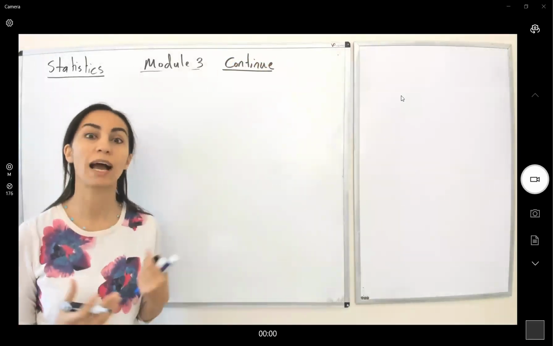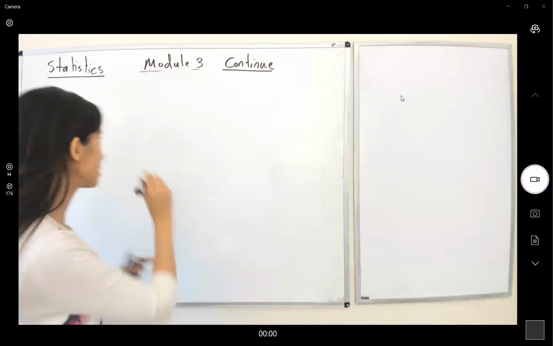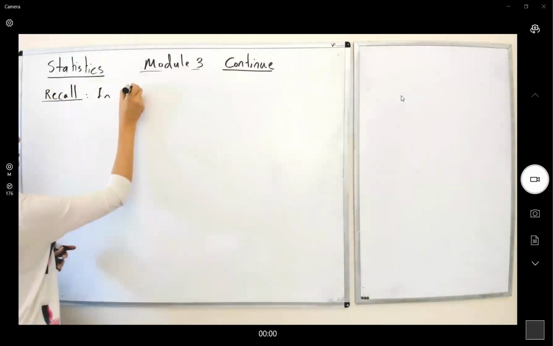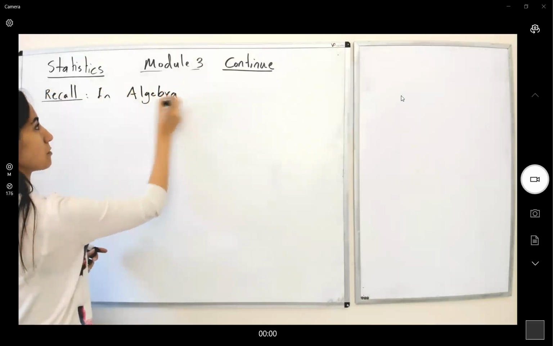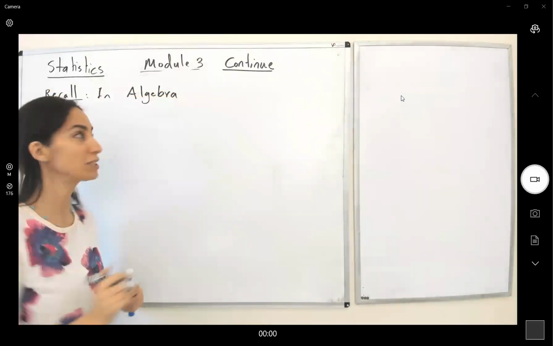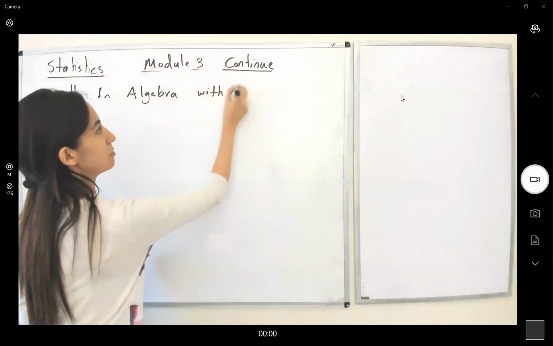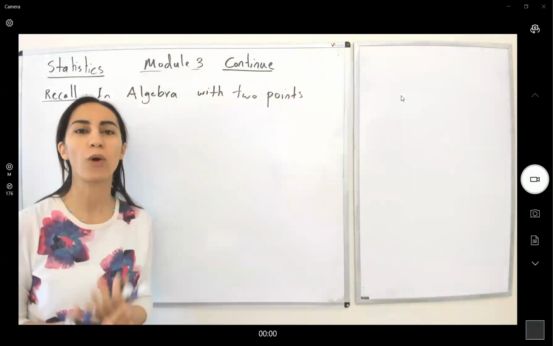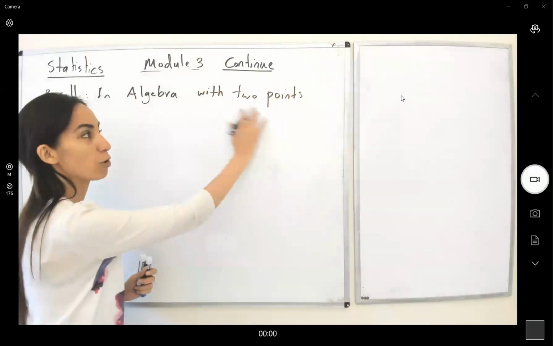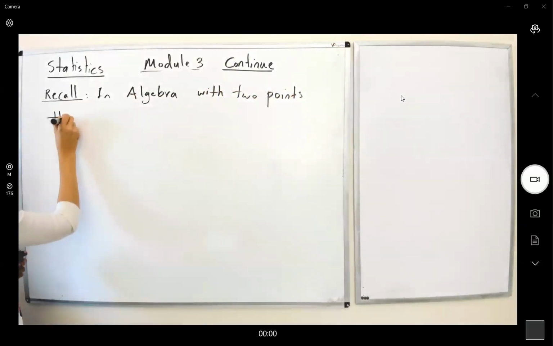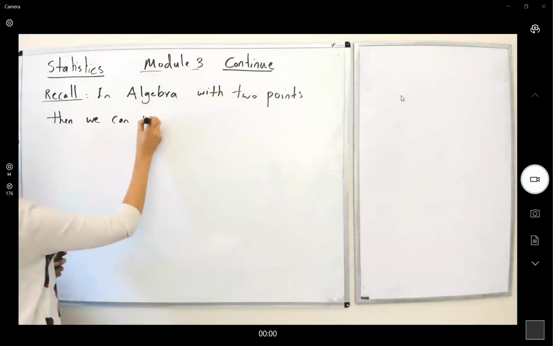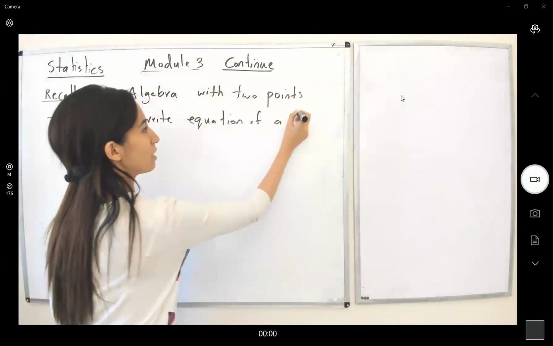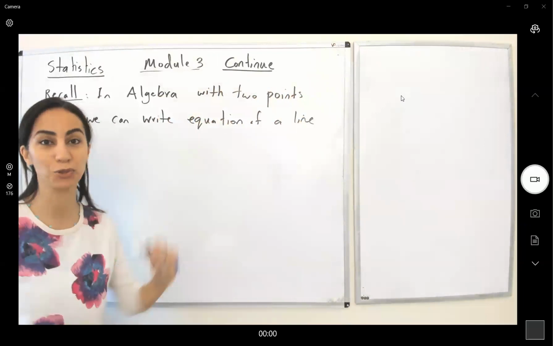Today we're going to talk about algebra. First of all, recall that in algebra, if you have 2 points, we can write the equation of a line. So suppose you have 2 points, then we can write the equation of a line passing through those 2 points.